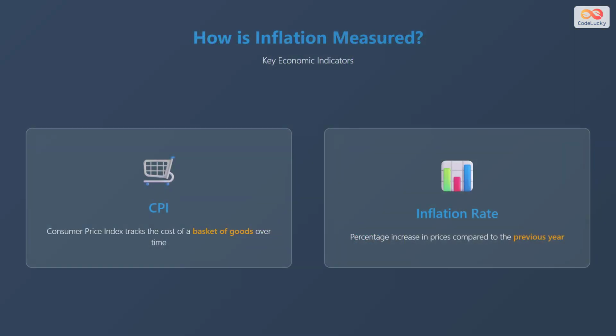Economists measure inflation using specific tools. The most common is the Consumer Price Index, or CPI. The CPI tracks the cost of a basket of goods and services that typical consumers buy, including food, housing, transportation, and healthcare. By comparing this basket's cost from one year to the next, economists can calculate the inflation rate. The inflation rate is expressed as a percentage that shows how much prices have increased compared to the previous year. For example, a 3% inflation rate means prices are 3% higher than they were 12 months ago.